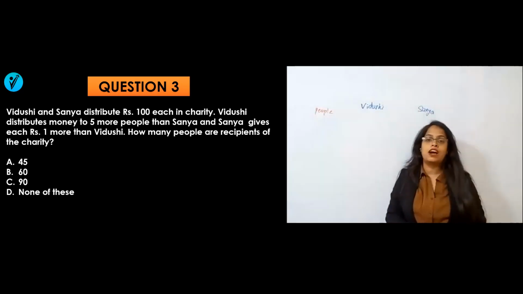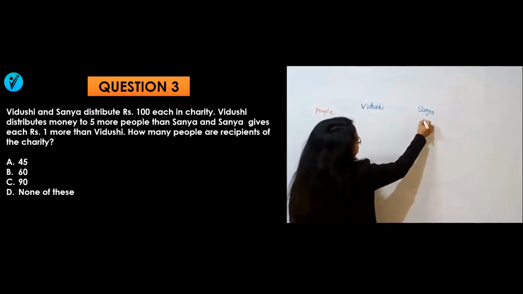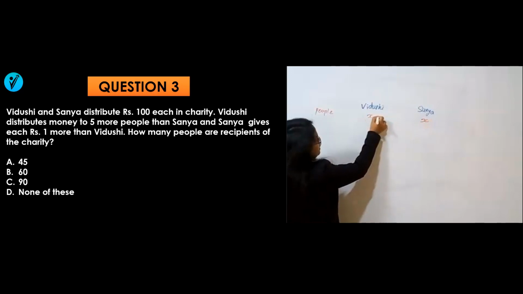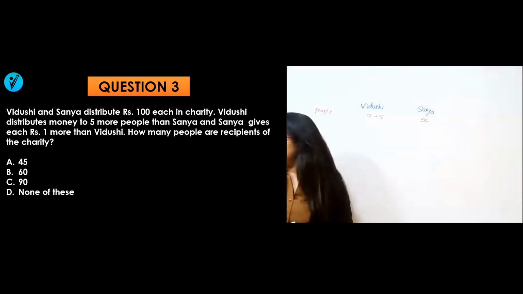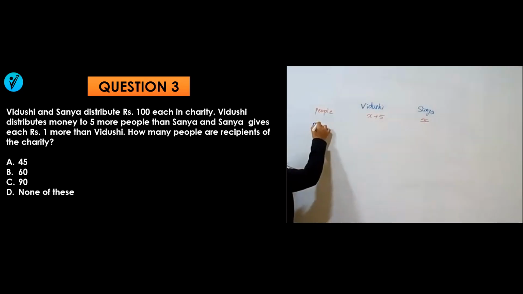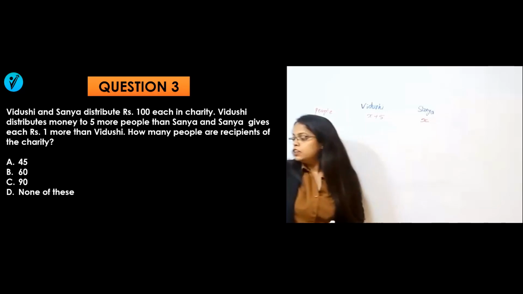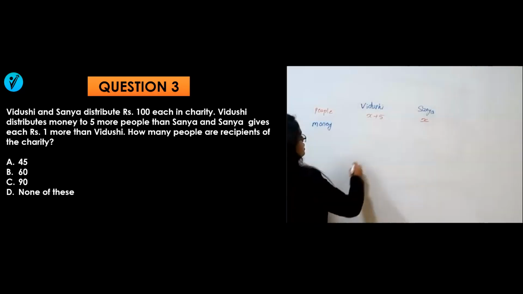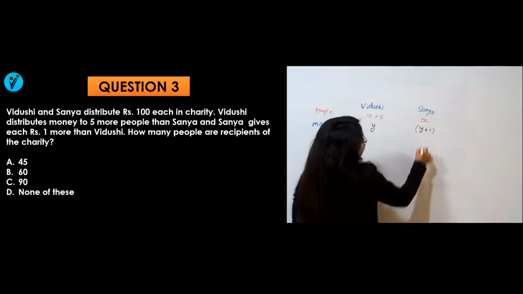Vidushi has 5 more people than Sanya. So if Sanya is distributing to X people, Vidushi will distribute to X plus 5 people. Five people are extra. And in terms of money, Sanya distributes 1 rupee more than Vidushi. So suppose Vidushi is distributing Y rupees, then Sanya distributes Y plus 1 rupees.